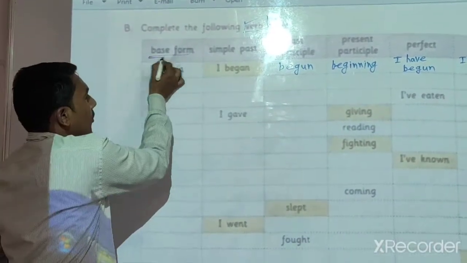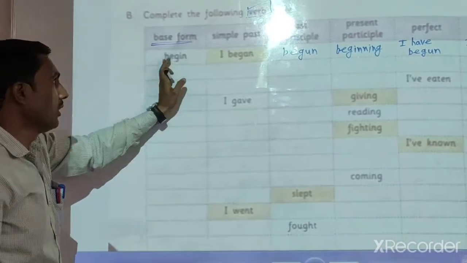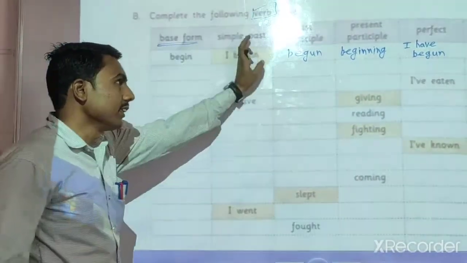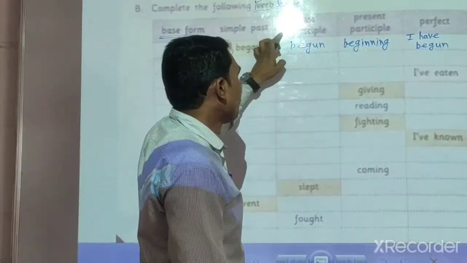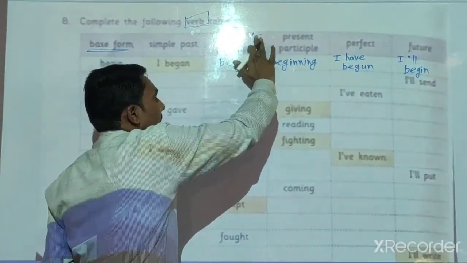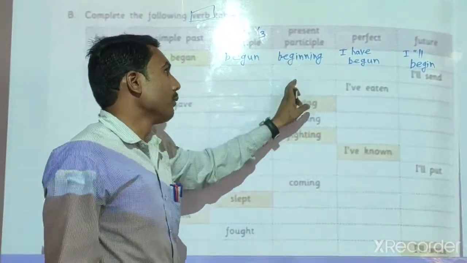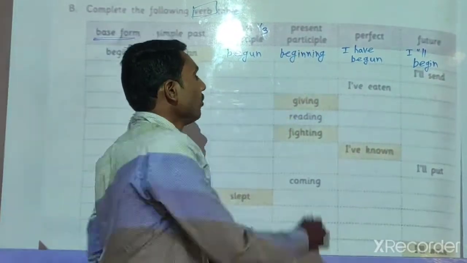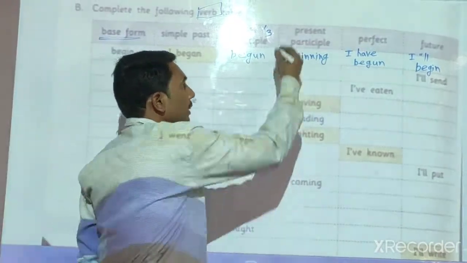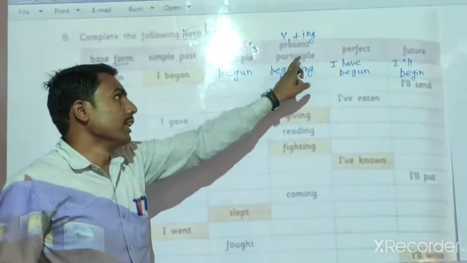You want to write in the first column base form, which means first form of the verb. Then simple past. You want to write the verb second form in this column. Then past participle. That means you want to write here the verb third form. Then you want to write the present participle. That means you want to write V-ING: verb first form plus ING. That is called present participle.